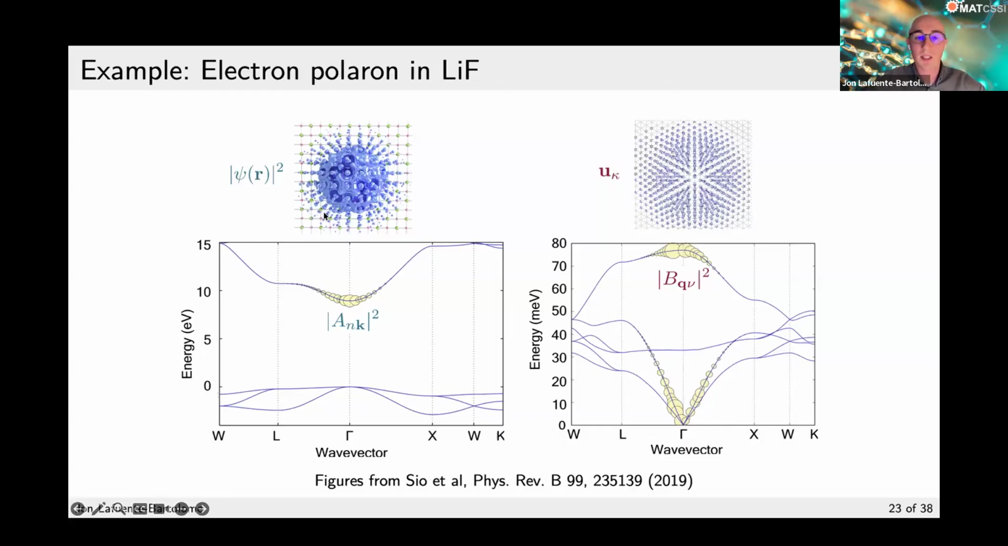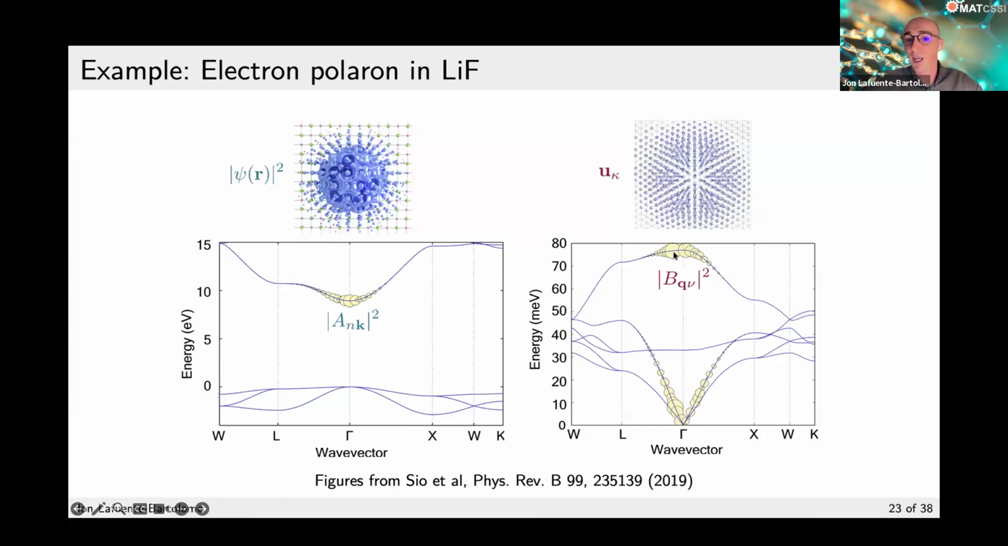You can see that in this case, the electron polaron wave function is very large in real space, and as a result, its Fourier components in reciprocal space will be localized around the conduction band bottom. And similarly for the displacement. So you can see that displacements are also very delocalized in real space. And as a result, the coefficients in the phonon eigenvectors are also localized around the gamma point.